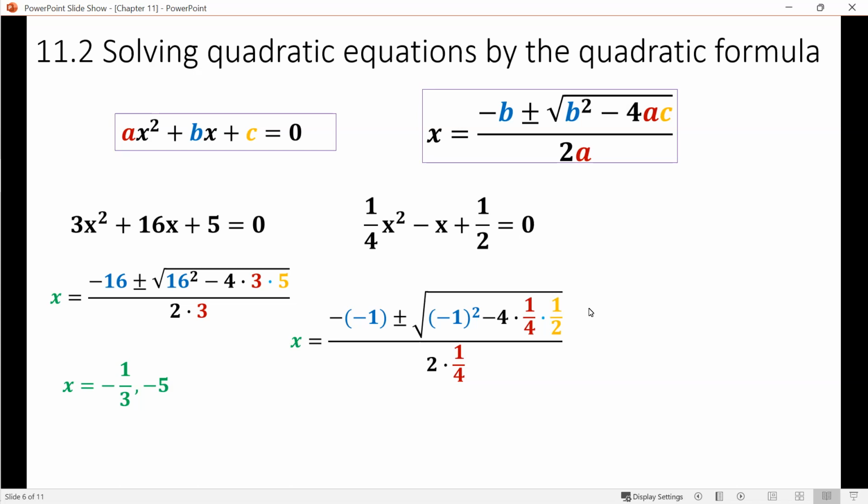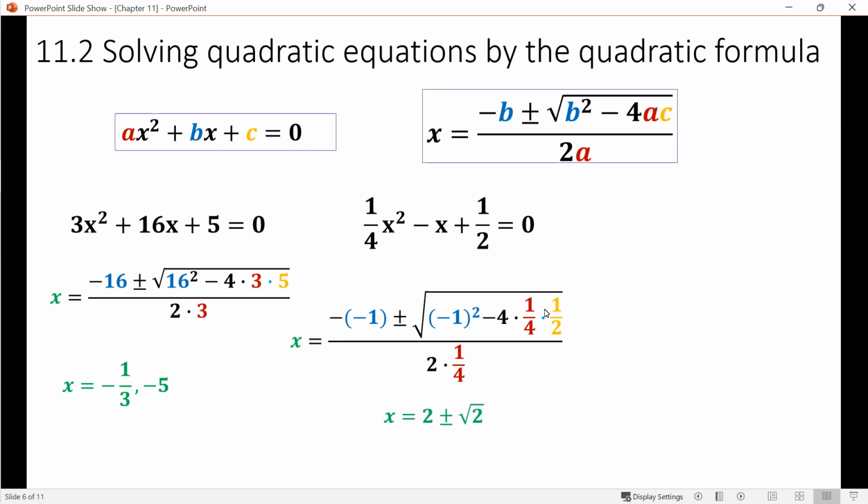Here is where you have your negative signs that you have to be really careful of. Because b is -1 and the formula says negative b, we've got to have negative negative 1. And because b is -1 and we're squaring all of b, we are squaring that -1, so it's going to become a +1 once it gets squared.